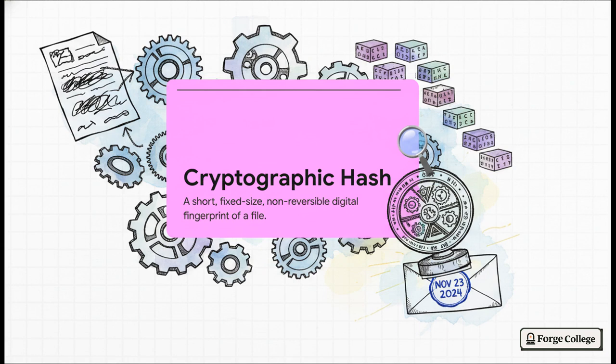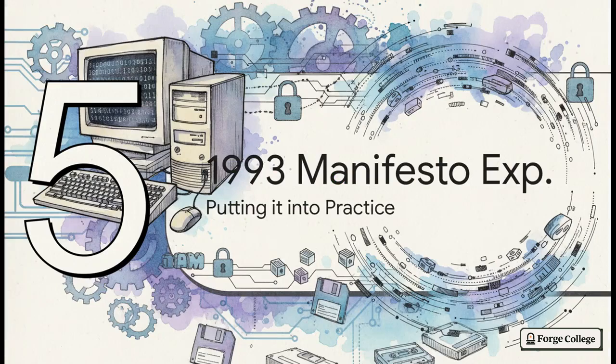This brilliantly illustrates our notary stamp metaphor. If you take that hash and publish it alongside a public timestamp, it acts just like a notary stamping the corner of your sealed envelope. It mathematically proves that a specific document existed at a specific time without ever revealing a single word of what's actually inside the envelope. Now, let's tie this all together with the 1993 Manifesto experiment.